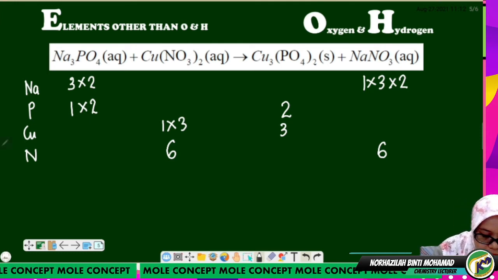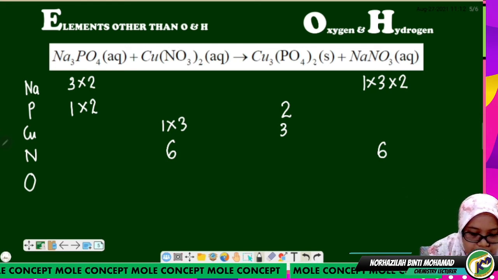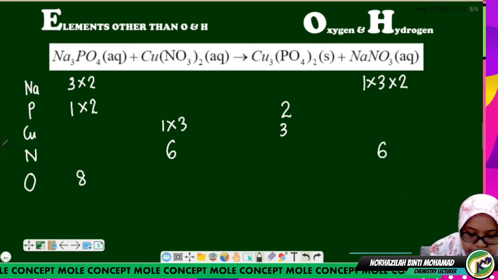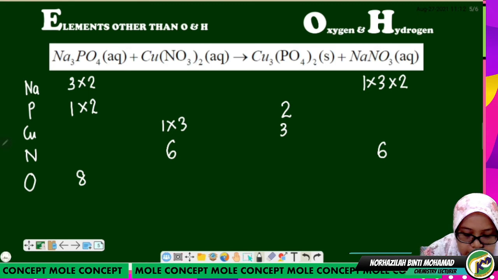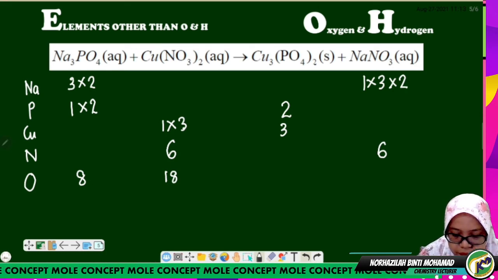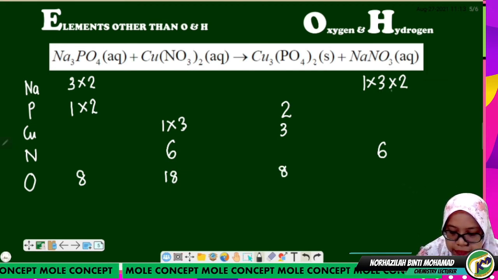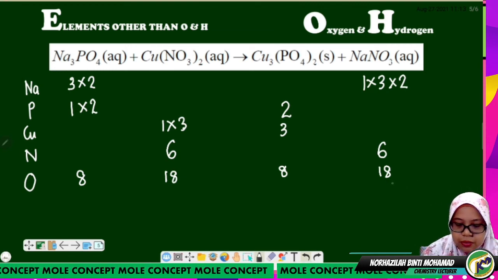Do we have any oxygen here? Okay, so for oxygen, in the Na3PO4 I have 4 oxygen. Since I have multiplied it by 2, it will become 8. Then this one, 0. The oxygen is 3. 3 times 2 is 6. 6 times 3 is equal to 18. So the total here I have 26. Okay, this one we have PO4 twice. 4 times 2 is 8. And then 3 times 3 is 9. 9 times 2, 18. So the number of oxygen has been balanced, 26.